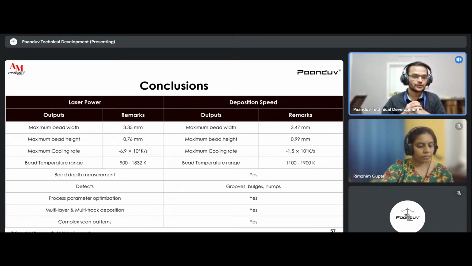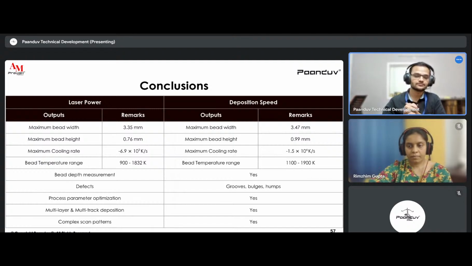AM Pravah is also capable of multi-track depositions for WLM processes. And we can also simulate complex scan patterns with the help of AM Pravah.